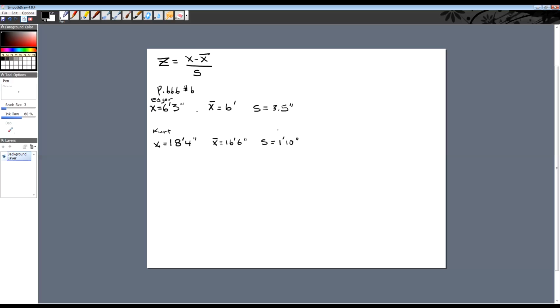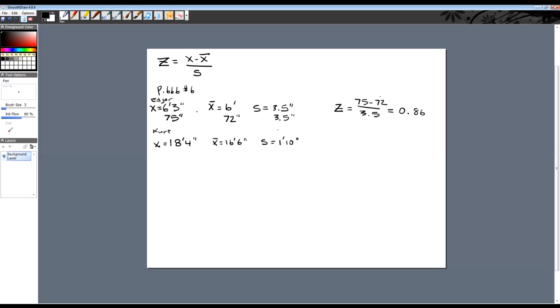So we're told that Edgar has 6 foot 3 inches, which is 75 inches. Let's convert everything into inches. A mean of 72 inches and a standard deviation of 3.5 inches. So the z-score for Edgar is going to be x minus x bar, or 75 minus 72 divided by 3.5. So that's 3 divided by 3.5. That gives us a z-score of, and we'll round this to the nearest hundredth, 0.86.